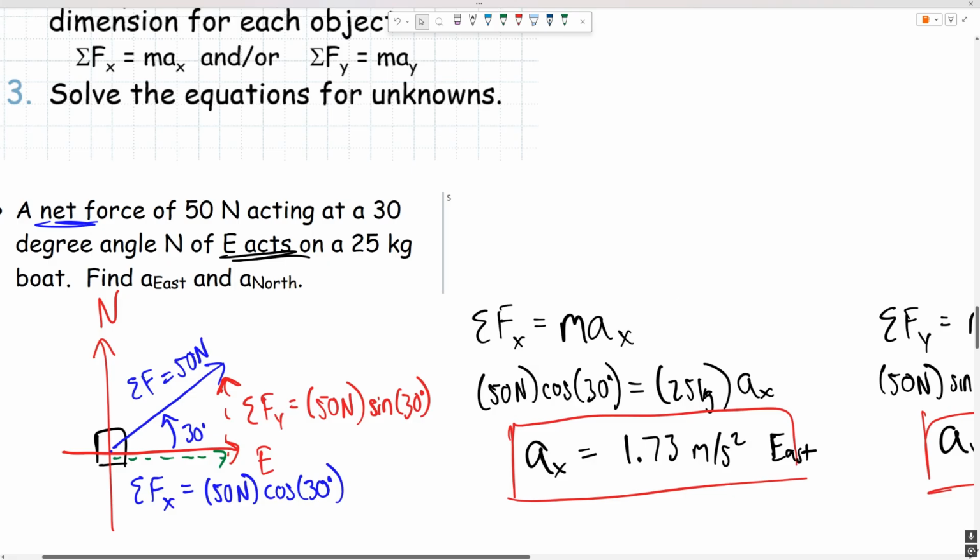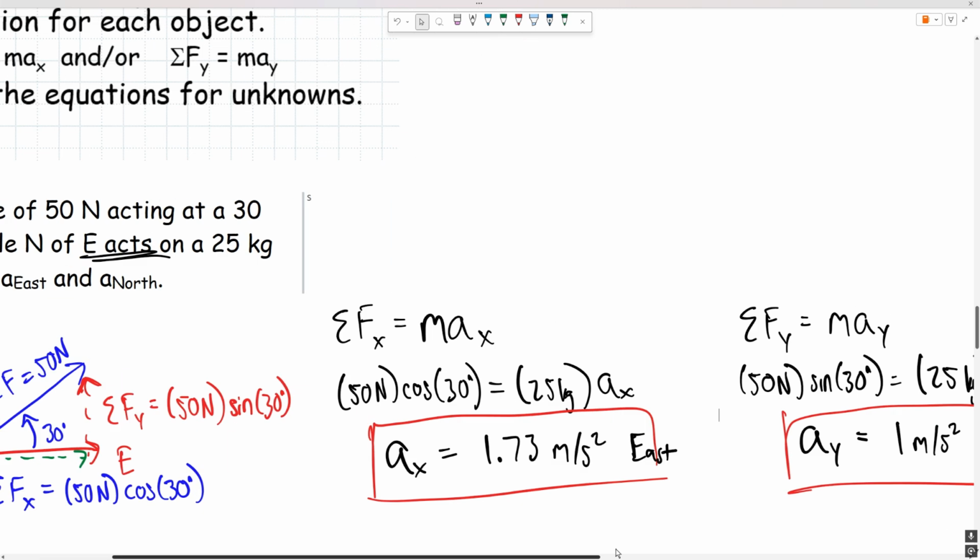Okay, so then if I plug that in for the net force in the x direction, 50 cosine of 30 is equal to the mass of 25 kilograms times the acceleration in the x direction. Divide both sides by 25 to get 1.73 meters per second squared to the east. And we can do the same thing for the y direction.